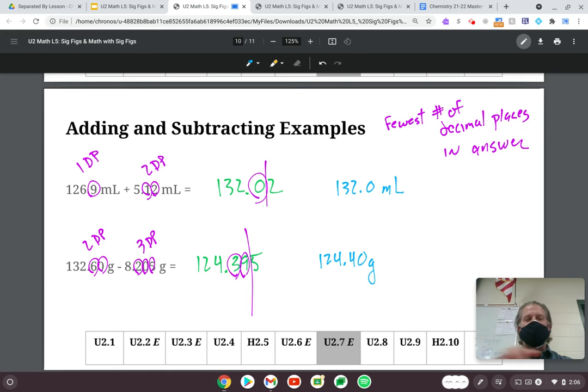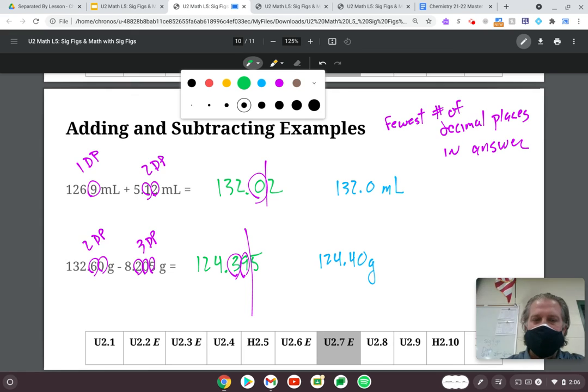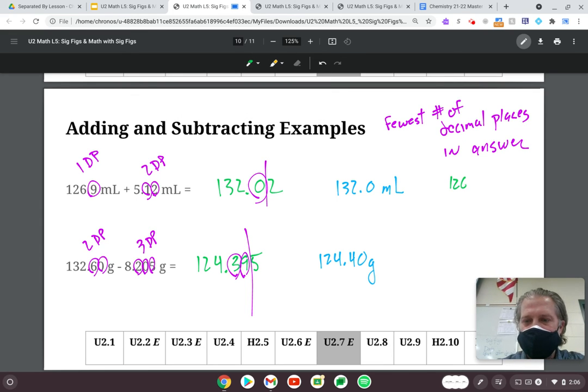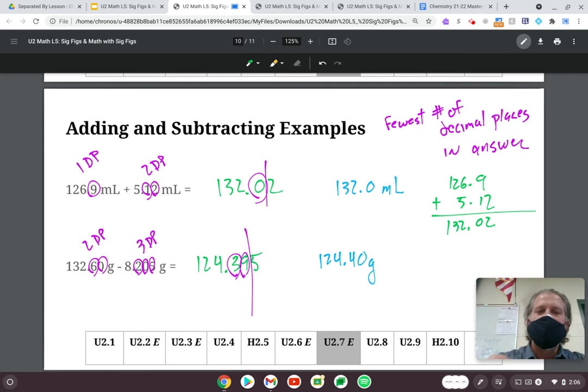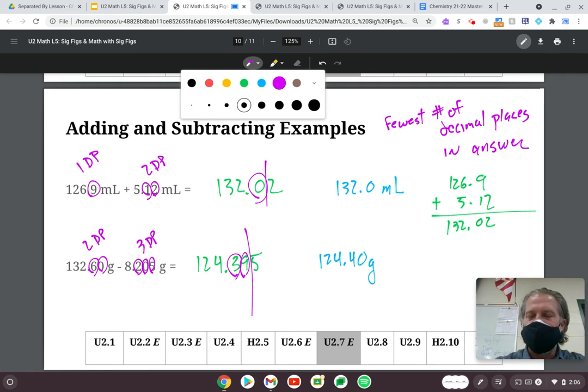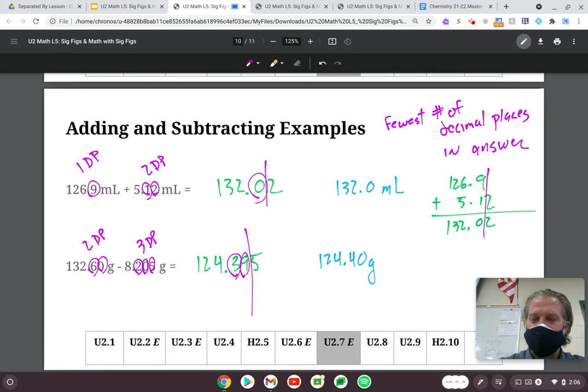Sometimes, though, doing it linear like this is kind of difficult to see. So I want to show you another way to look at it. So if I took 126.9 plus 5.12 and I added it up and I got 132.02, what you can do is you can simply just find the fewest number of decimal places, draw a line, and then round accordingly. You can do the same thing with the subtraction.